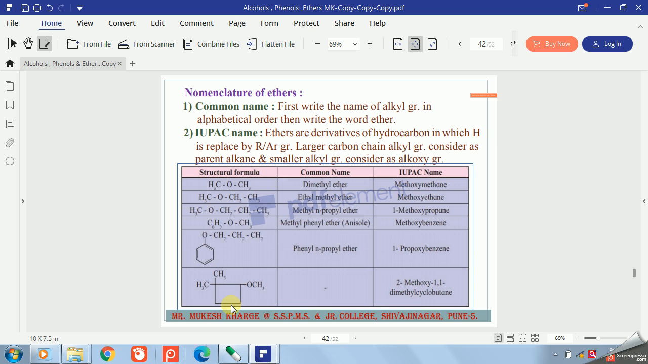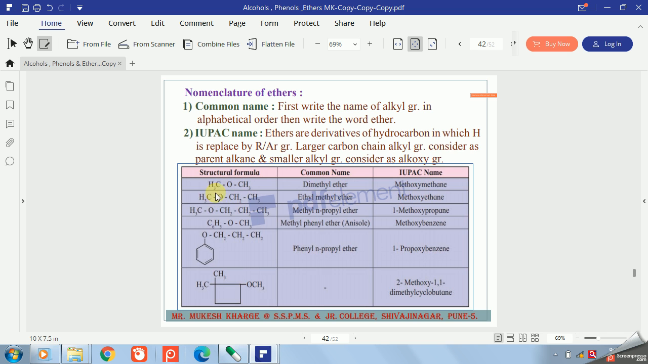So let us see some example. It is in front of you. CH3OCH3, both are same, so they are two in number, so use the word di. CH3 means methyl, so name is dimethyl ether. Then how will you write the IUPAC name? Now both the alkyl groups are same and it contains one carbon, so one carbon alkane is methane, so parent compound is methane, and CH3O is the another group attached to that group, so it is methoxymethane.